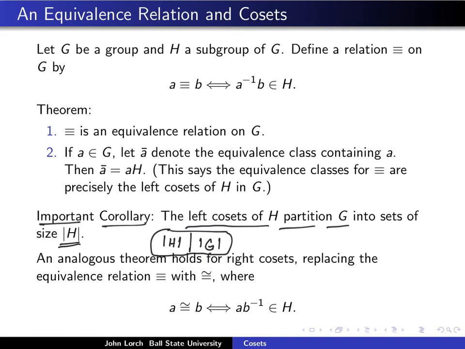Okay, now a lot of this discussion about this theorem has involved left cosets and an equivalence relation involving these left cosets. But you can have this same conversation about right cosets, although you need to change the equivalence relation a little bit. So the analogous theorem holds for right cosets as well.